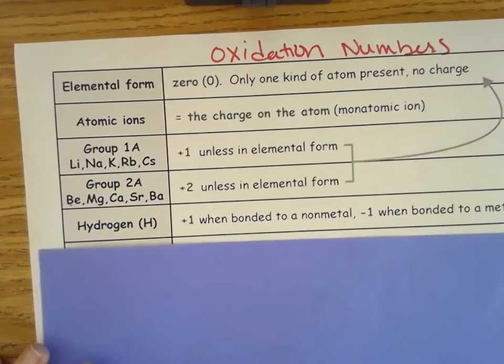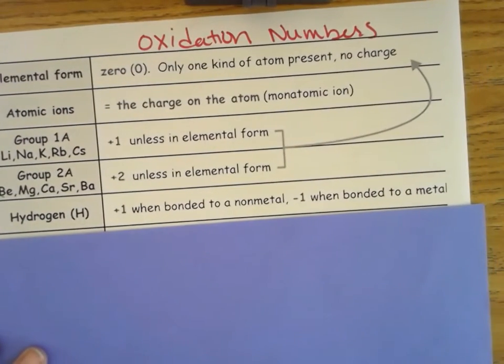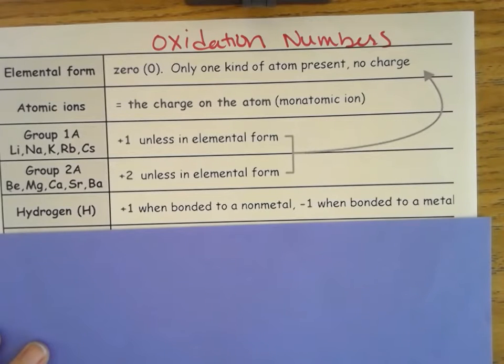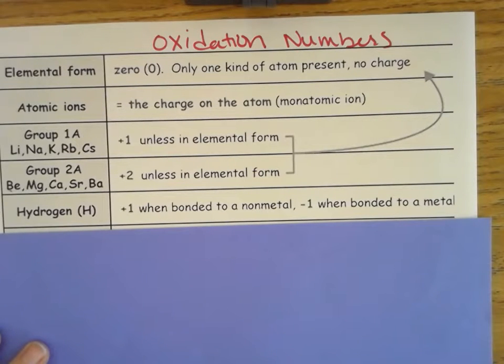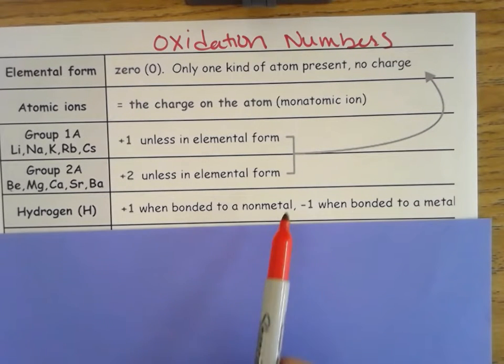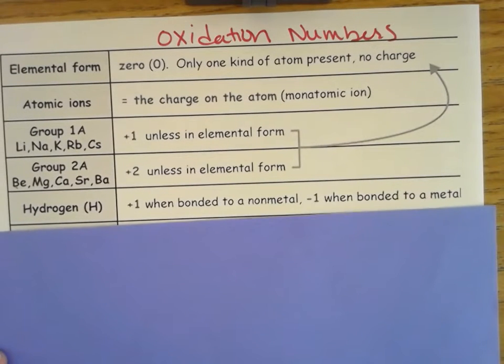Hydrogen, when bonded to a nonmetal, has an oxidation number of +1 because that is when it's acting like a metal, and it can have a -1 when bonded to a metal, which makes sense. It would have to be negative. We in this class are mostly going to deal with hydrogen acting sort of like a metal. It's not a metal, but acting like a metal.